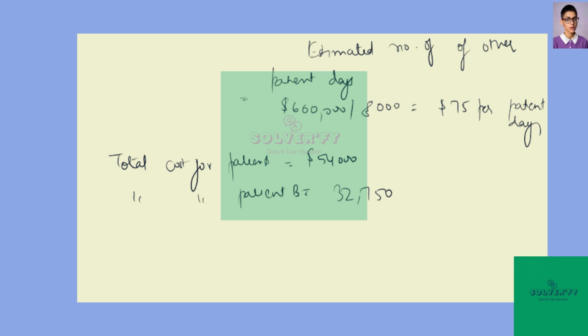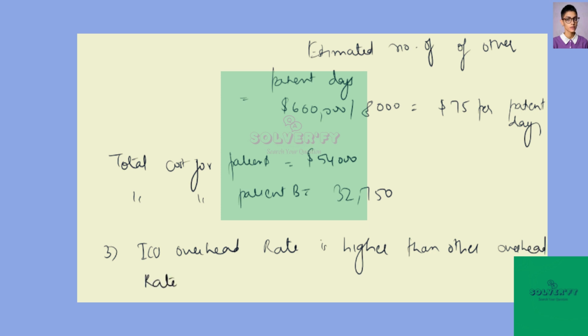The staff accountant's approach reveals that the ICU overhead rate is higher than the other overhead rate. This is because the ICU has a higher cost associated with the round-the-clock monitoring of the patient.